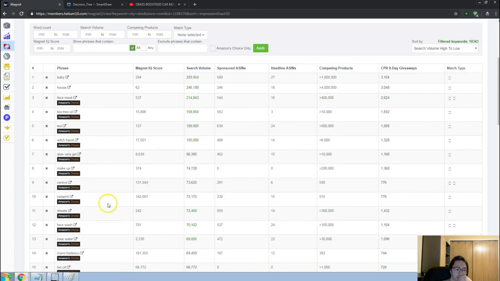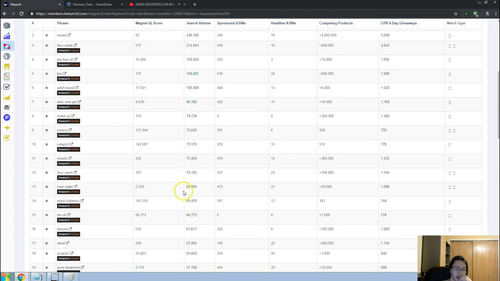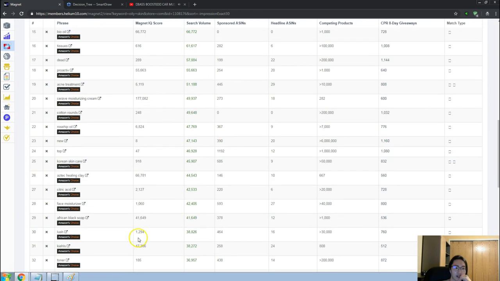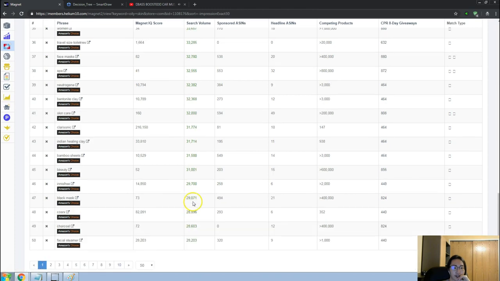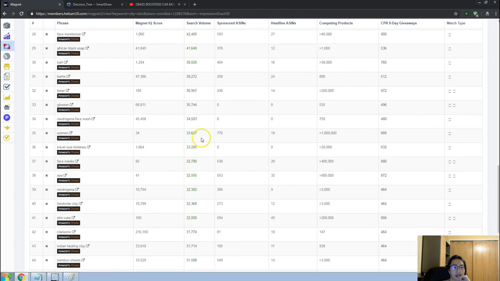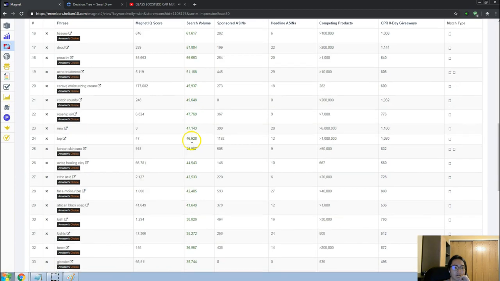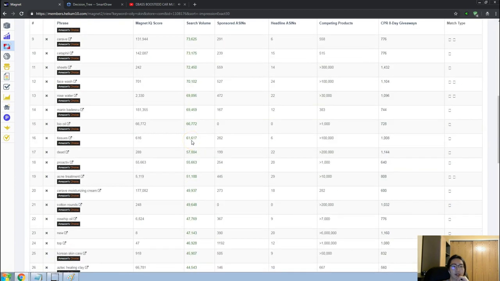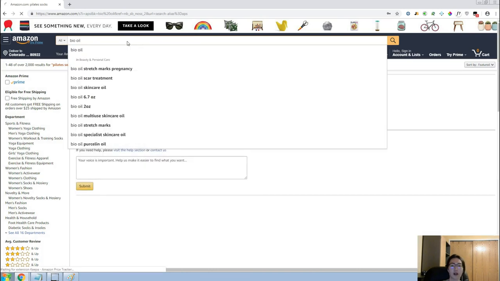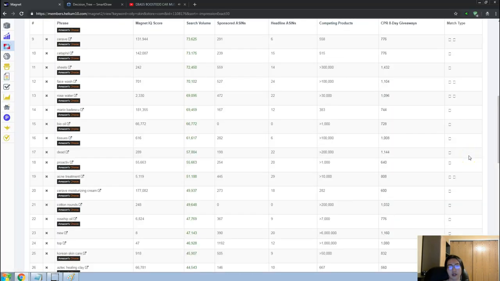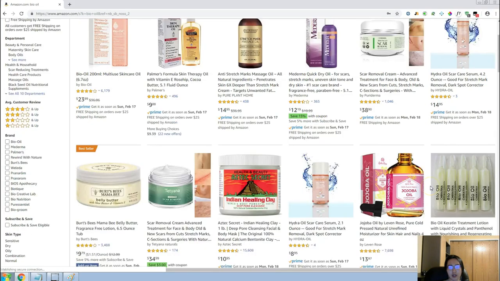This has potential somewhere in here. Somewhere in here, there is money. There's opportunity. Like black masks, COSRX, charcoal, facial steamer, Indian healing clay, toner, Neutrogena, face wash. A lot of these are for restricted categories, I believe. Well, health and household, you're going to have to get approved for it, I'm not totally sure.